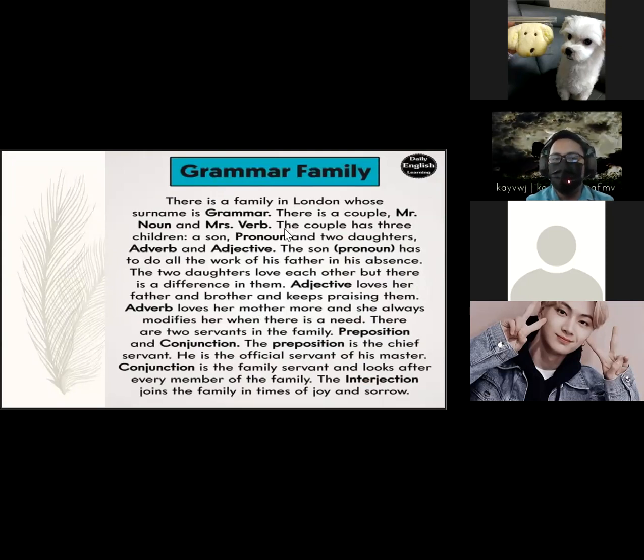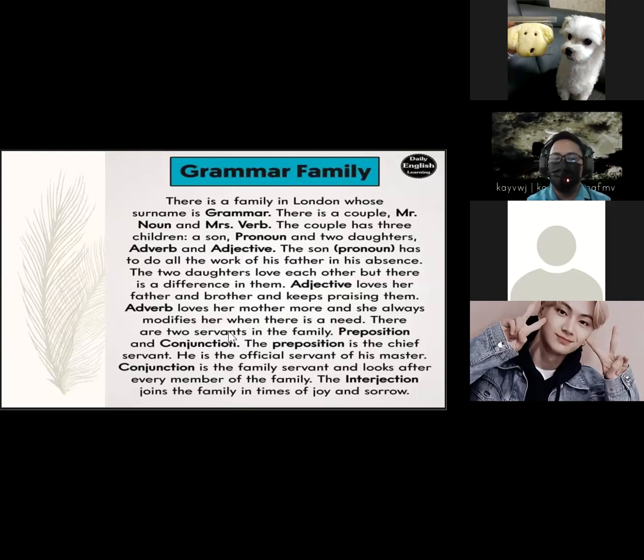So there is a family daw in London whose surname is Grammar. Now there is a couple, Mr. Noun and Mrs. Verb. Now the couple has 3 children, a son pronoun and 2 daughters, sina adverb at adjective. Now the son pronoun has to do all the work of his father in his absence. The 2 daughters naman love each other, but there is a difference in them. The adjective loves her father and brother and keeps praising them. Pagdating naman kay adverb, adverb loves her mother more and she always modifies her when there is a need.